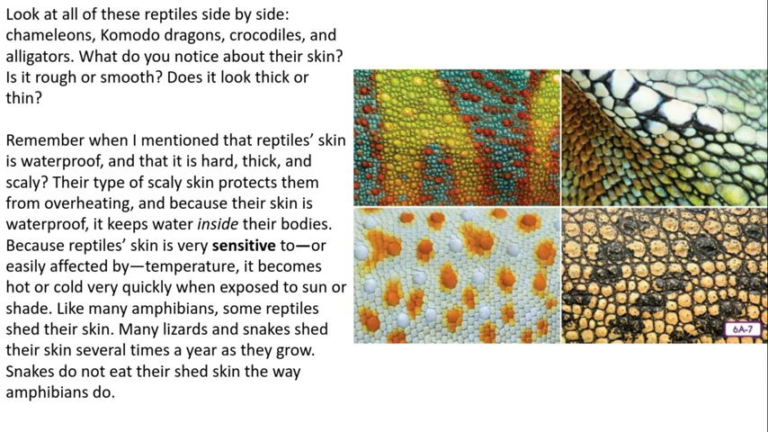Look at all these reptiles side by side: chameleons, Komodo dragons, crocodiles, and alligators. What do you notice about their skin? Is it rough or smooth? Does it look thin or thick? Remember when I mentioned that reptile skin is waterproof and that it's hard, thick, and scaly? Their type of scaly skin protects them from overheating, and because their skin is waterproof, it keeps water inside their bodies. Because reptiles' skin is very sensitive too, or easily affected by temperature, it becomes hot or cold very quickly when exposed to sun or shade.